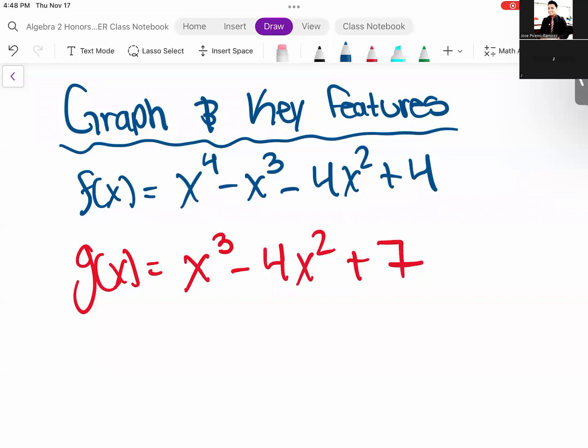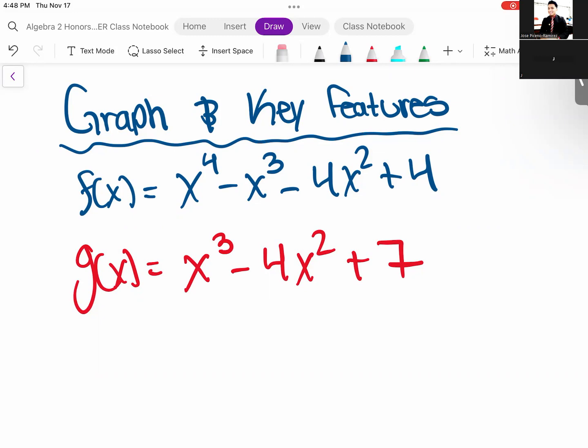And again, you're going to be finding x and y intercepts. You're going to be finding domain, relative minimum, maximum, and when the function is increasing and decreasing. So there's a lot of information. You need to at least be able to complete one of those functions, and the other one is homework. This is really, really important.